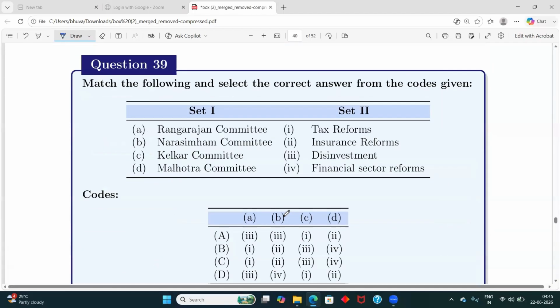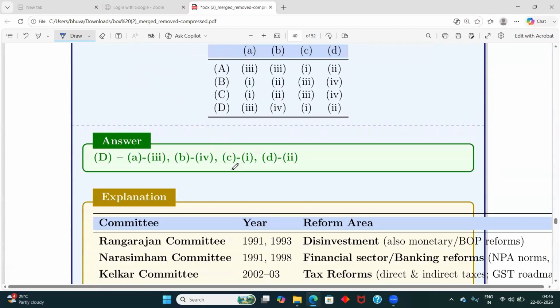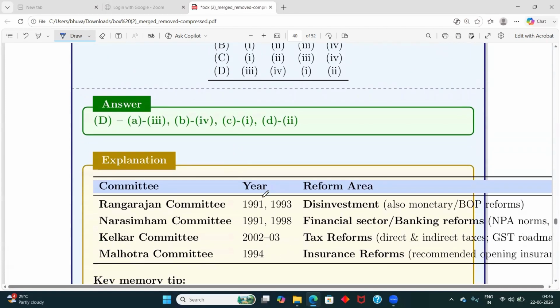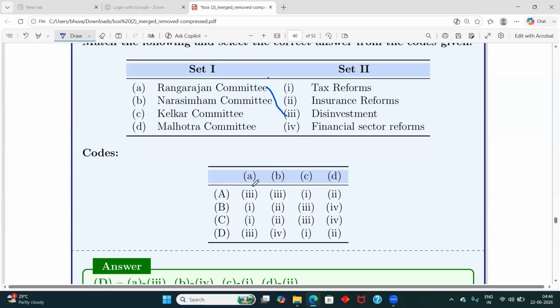Question number 39. Match the following and select the correct answer from the codes. Set A and set B: Rangarajan Committee, Narasimham Committee, Kelkar Committee, and Malhotra Committee. Let's see. Rangarajan Committee, for what? The Rangarajan Committee came in 1991 and 1993. Reform area is disinvestment. So A is the Rangarajan Committee with this one. Let's see in the code, A is 3. So options B and C are eliminated.